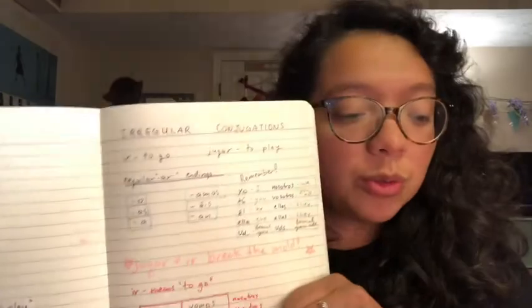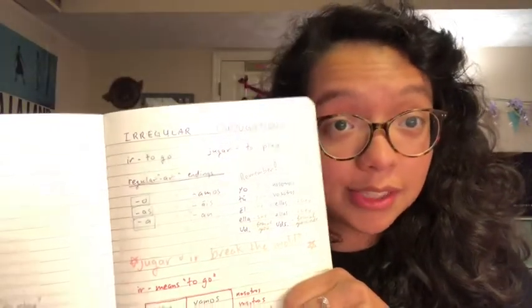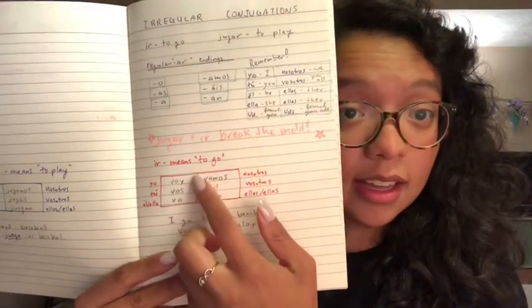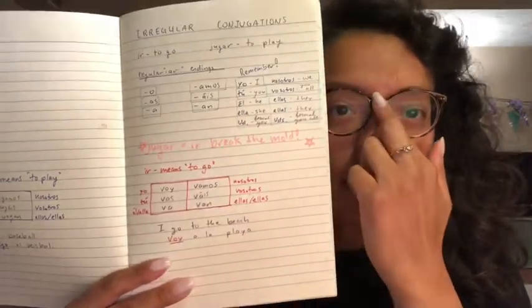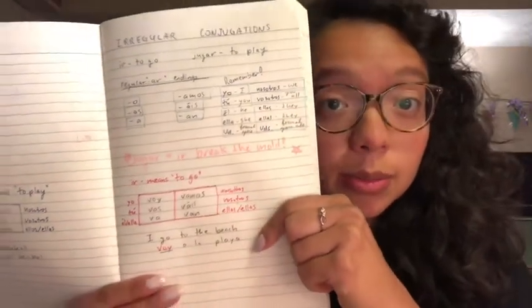I'm going to have you do, your activity that you're doing is conjugating ir. And I'm going to do that with you a little bit, okay?